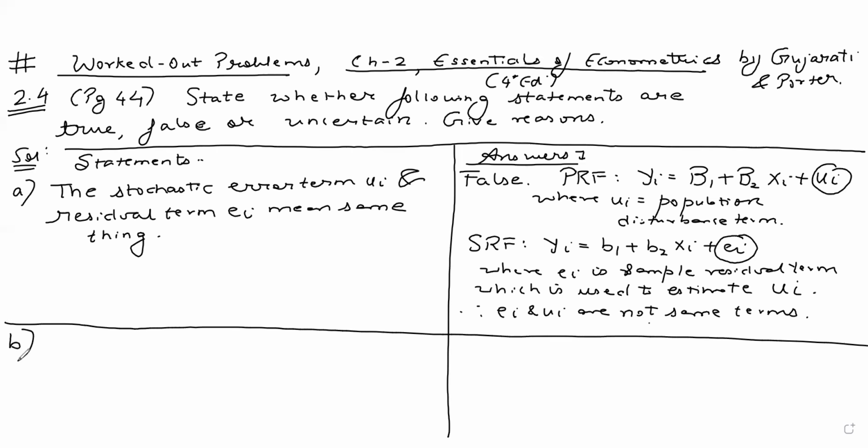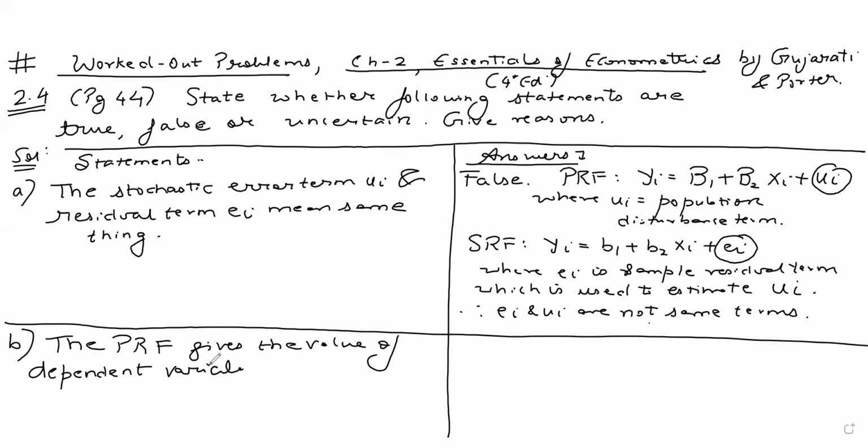Let's look at statement B. So statement B is that the population regression function gives the value of the dependent variable corresponding to each value of the independent variable.